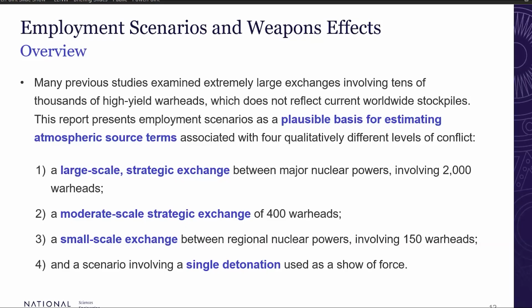For conducting the study, we were tasked to do a subset of the committee who have the security clearance. We are tasked to develop the 4 scenarios spelled out here in the slide. These 4 scenarios include the war by superpowers, a moderate scale strategic exchange, a small scale nuclear war, and a single detonation as a show of force. Again, these 4 scenarios offer a plausible basis for the downstream studies, but do not prescribe the actual conflict.